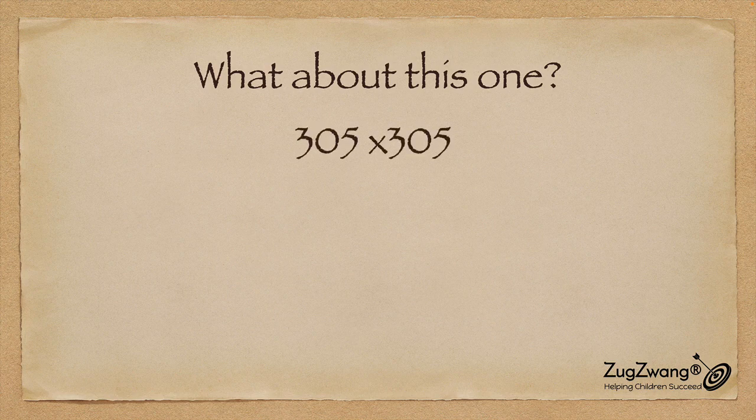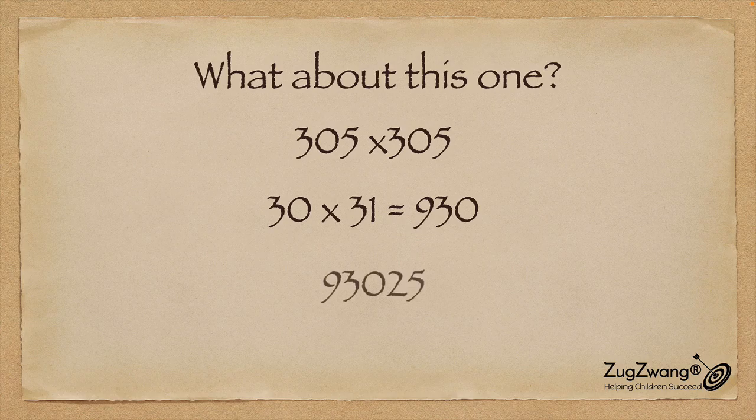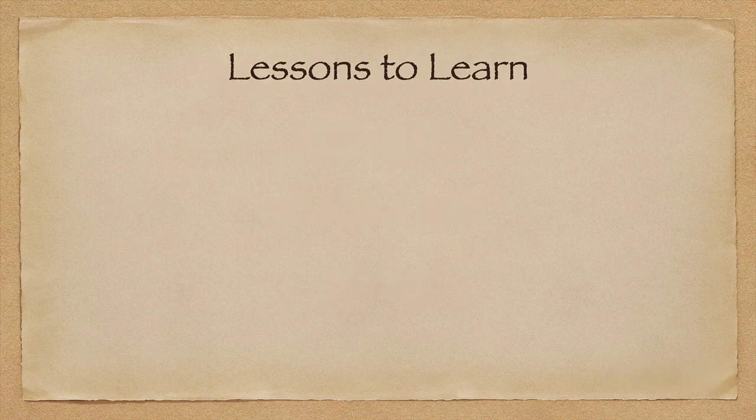So what about 305 times 305? Think of the tens. You have 30 tens and 31 tens. When you multiply both of them, you get 930 hundreds. Add 25 to it, and you get 93025. So that's pretty much the demystification of this particular Vedic math sutra or trick. And if you apply that, you can really get familiar.